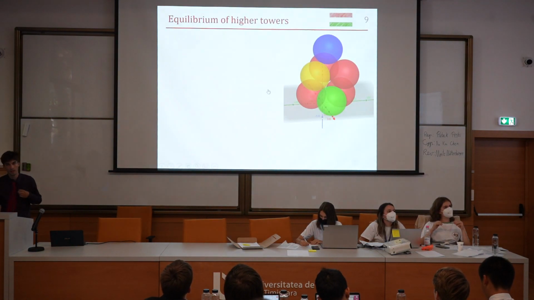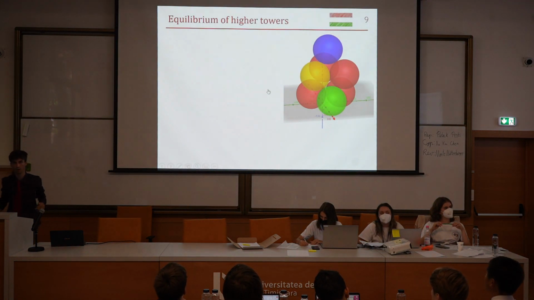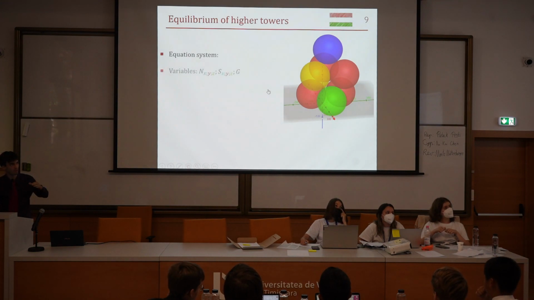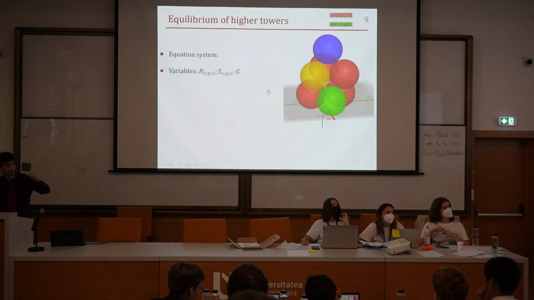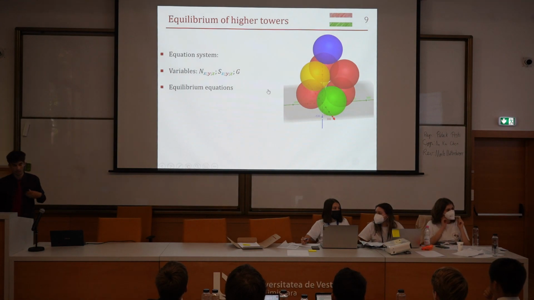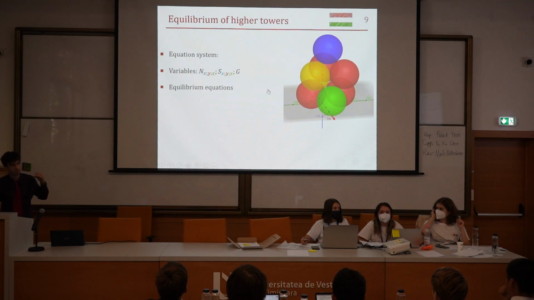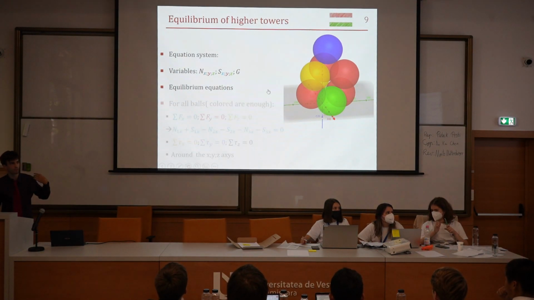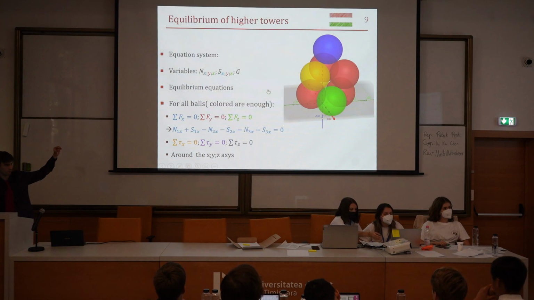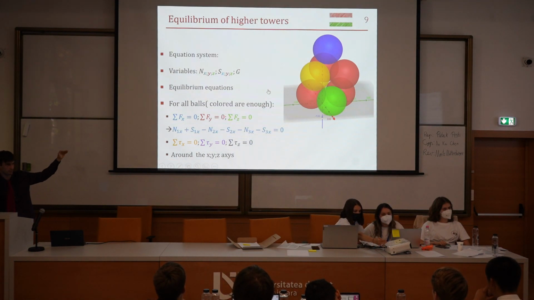Now let's look at how we expand our theory for higher level towers. First, we build an equation system in a three-dimensional coordinate system where we define each coordinate. Now, the normal forces and frictional forces will have x, y, and z components. And of course, for the tower to keep equilibrium, we need the sum of the x, y, and z components of all forces to be 0. Here we can see the equation for one of the balls for the x components.